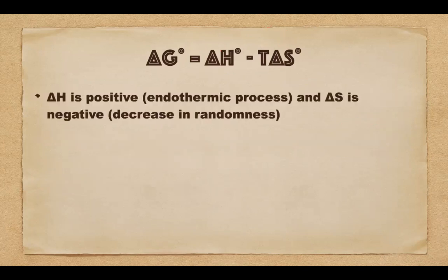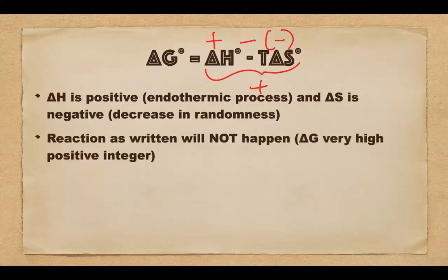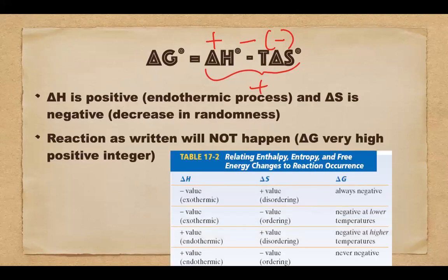If delta H is positive and delta S is negative, this is a positive minus a negative, which always results in the right-hand side being positive. Individually, delta H being positive is endothermic, which is not favored, and delta S negative, a decrease in randomness, is not favored. So delta G in this case will always be positive, so the reaction will not be spontaneous.